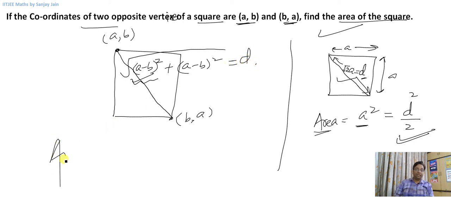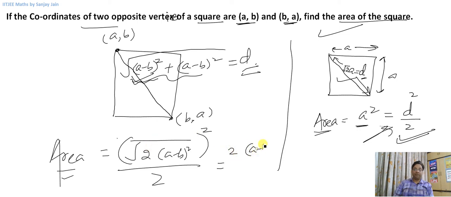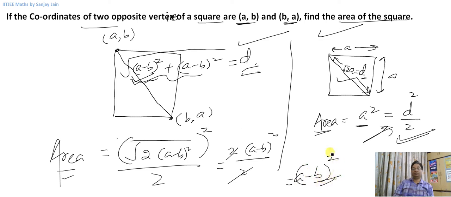So what is the area? You can collectively write it as 2a minus b whole squared, right? So what is the area? It is the square of this diagonal divided by 2. So this will give me root 2 squared is 2, a minus b whole squared divided by 2. So the area of the square is a minus b whole squared, right?